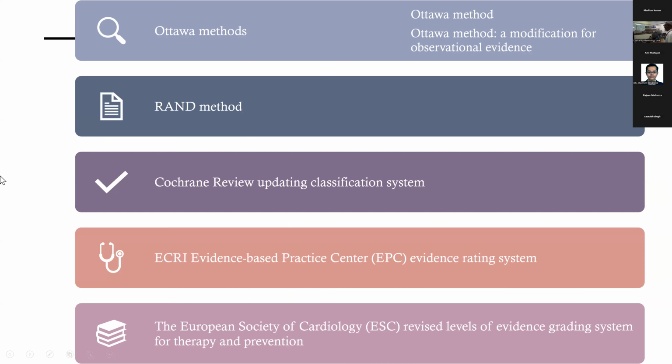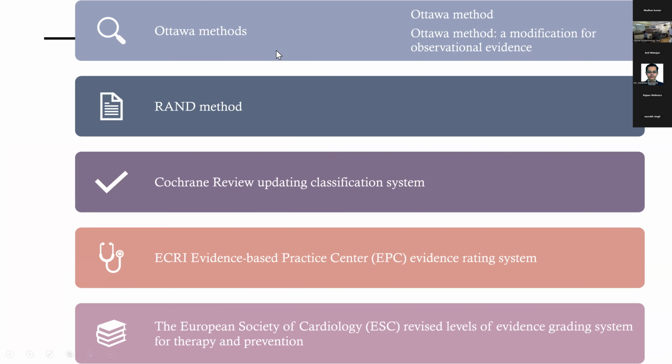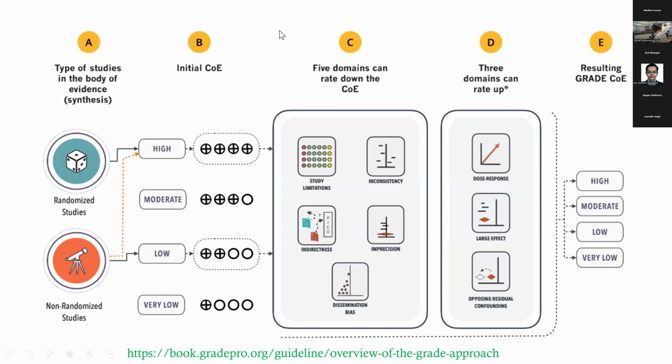Okay, so then there are some more methods which come. Ottawa is from Canada, the RAND method, the Cochrane review updating classification, the ECRI based evidence rating system, and the European Society of Cardiology. I don't know if you all have seen cardiology guidelines, evidence level 1, 2, 3, in 1A, 1B, 1C. 1A will be high quality systematic review evidence, 1B will be like that. So they have decided to divide the evidence into various other qualities.